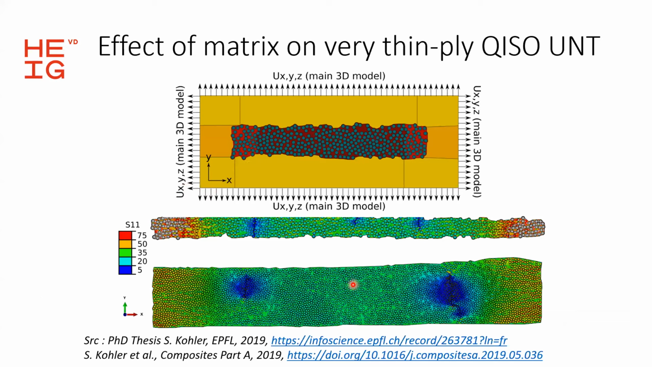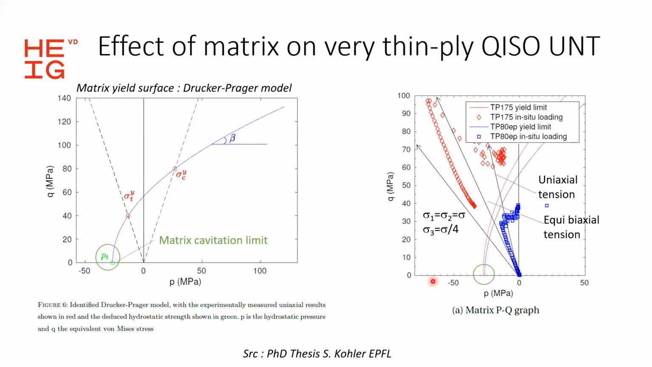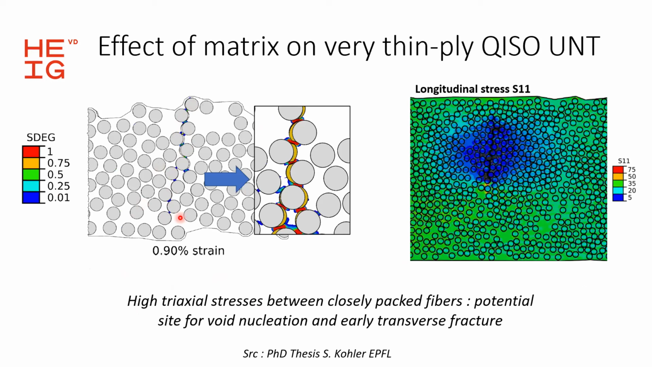Indeed, in the past, we also did some simulation for micromechanics of thin ply composites or transverse cracking in the PhD thesis of Sebastian Kohler. And we observed in this simulation that if you look at the pressure versus von Mises stress in the matrix, we are mostly in biaxial tension, between biaxial tension and triaxial loading in the matrix. And thus the behavior for transverse cracking must be very dependent on the cavitation limits that we have for the matrix here. So another option is also the decohesion between the fiber and the matrix.